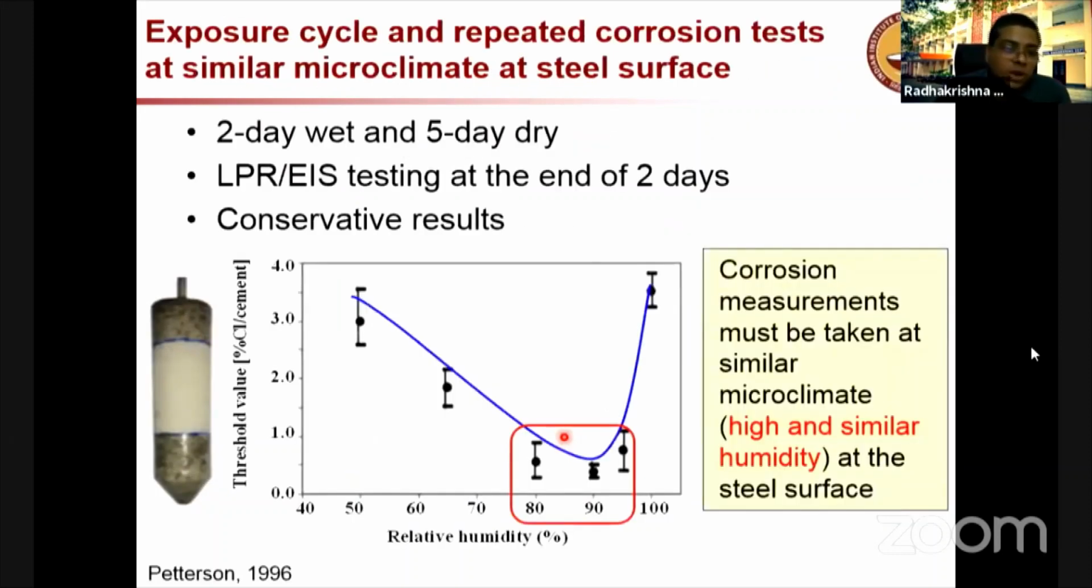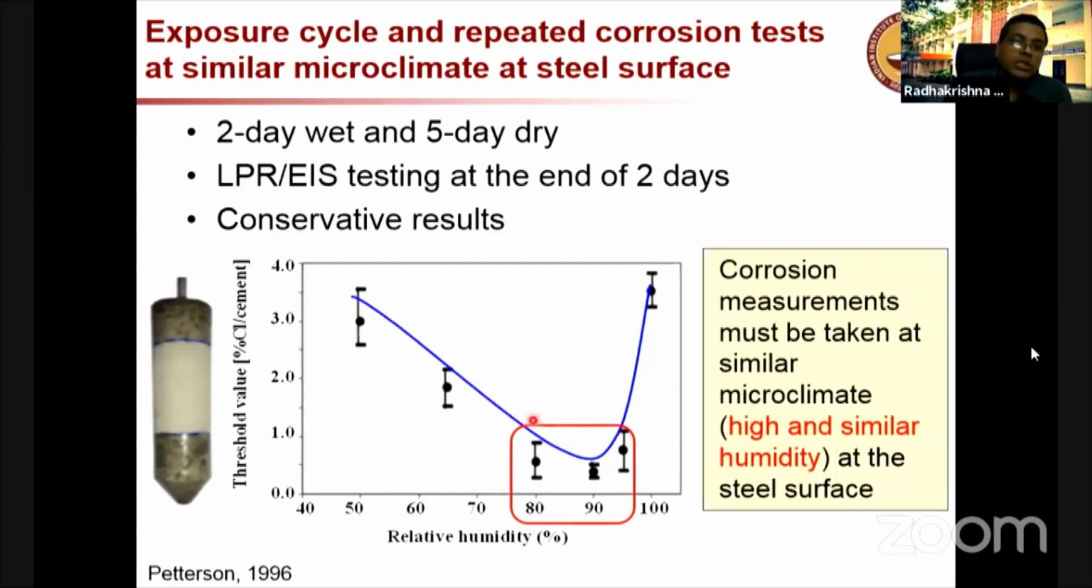Also, when we talk about any of these electrochemical tests, when you are looking at repetitive tests and continuous or wetting and drying type of exposure, and if you want to compare the electrochemical testing, then you have to make sure that all the tests are done at the same humidity level, which could be a very high humidity to obtain conservative results.